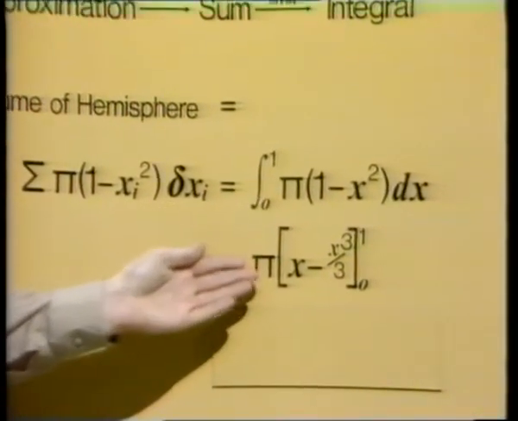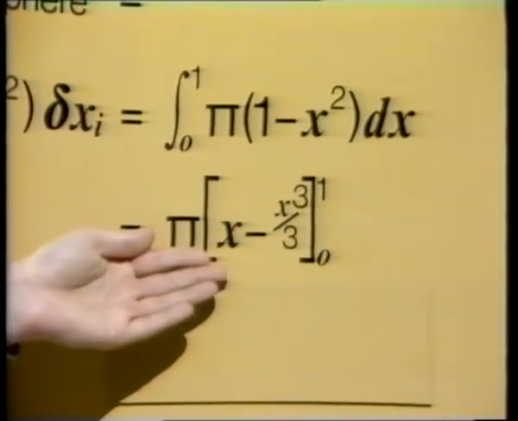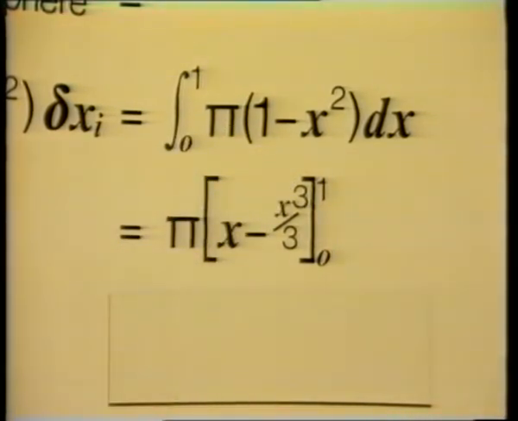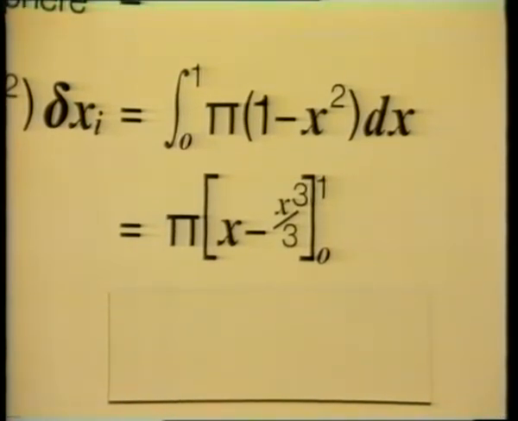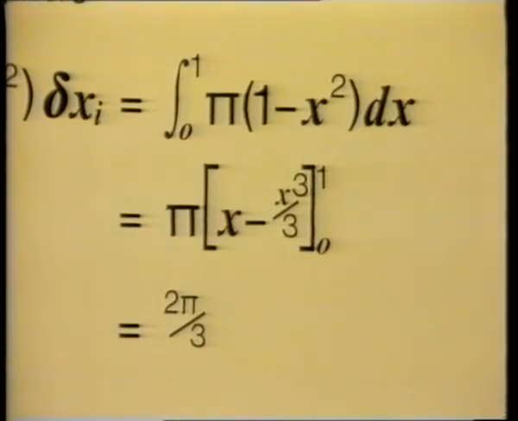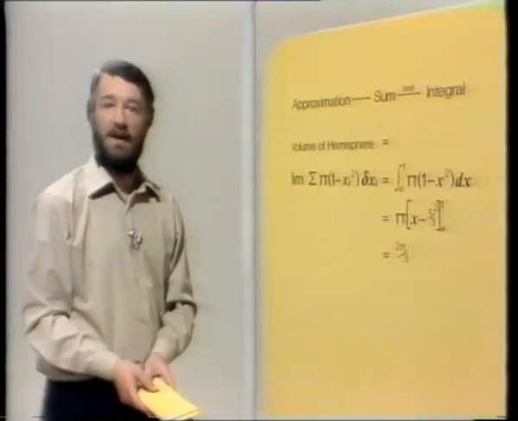Pi is a constant. 1 has primitive x, and a primitive of minus x squared is minus x cubed over 3. and I need to evaluate that expression from x equals 0 to x equals 1. And if I do so, I get 2 pi by 3. So the volume of a hemisphere of radius 1 is 2 pi by 3, and so the volume of a sphere of radius 1 is 4 pi by 3. We'll come back to the general situation of a sphere of radius r later.